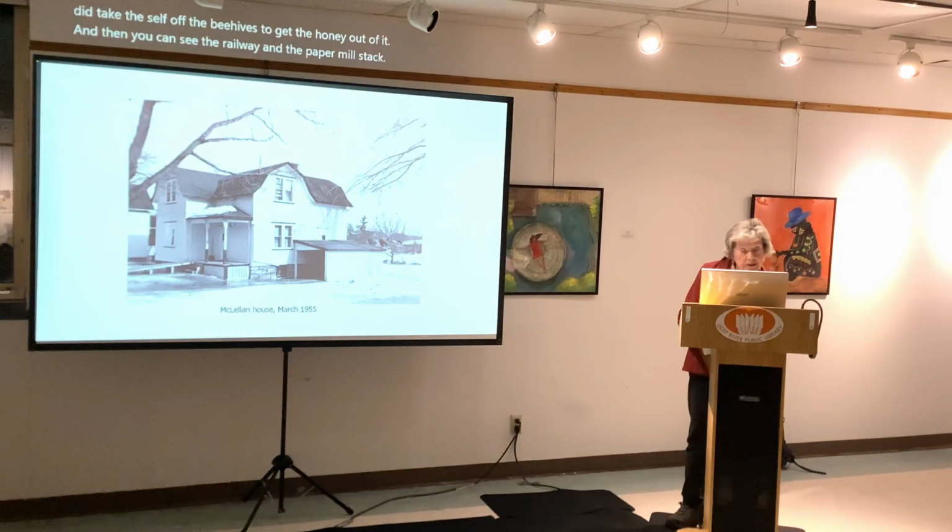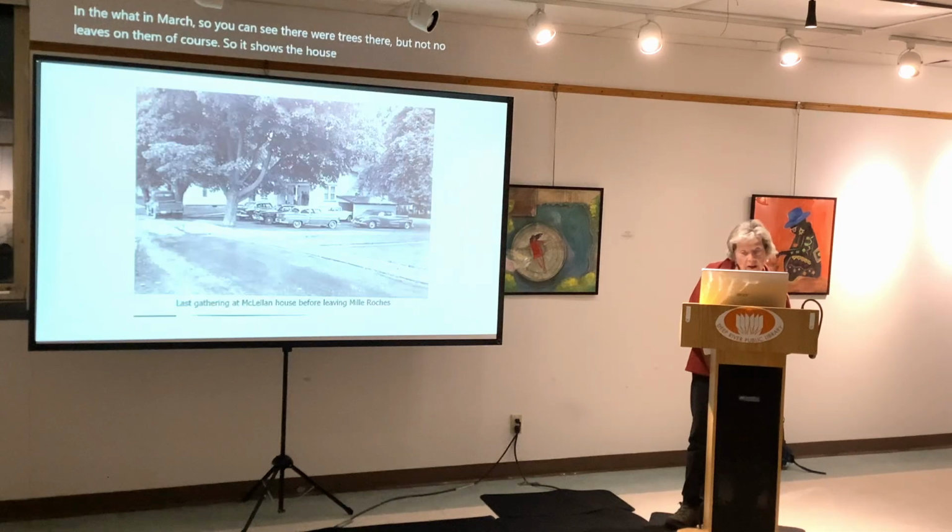And this was our house in March. So you can see there were trees there, but no leaves on them, of course. So it shows the house quite fully. This shows with all the trees, with all the leaves on it. And this was the thing that I think my parents really appreciated, was having all these beautiful trees around, keep a house cool in the summer. And so they had a party at the end, and you see all the cars gathered for a party.